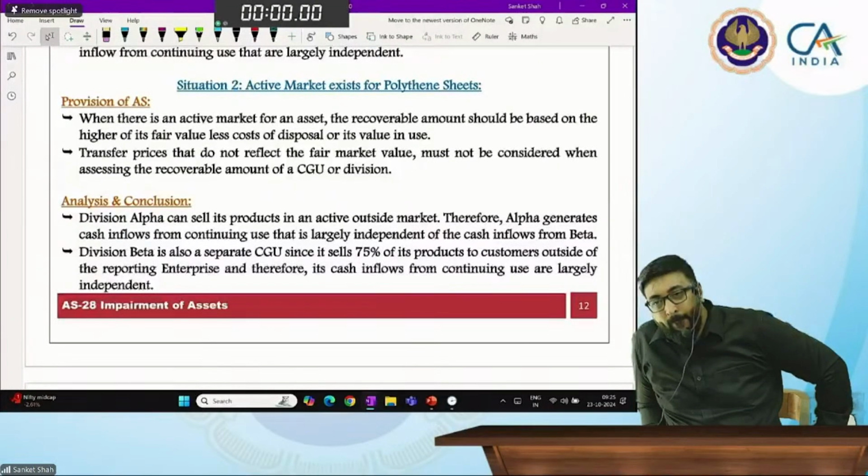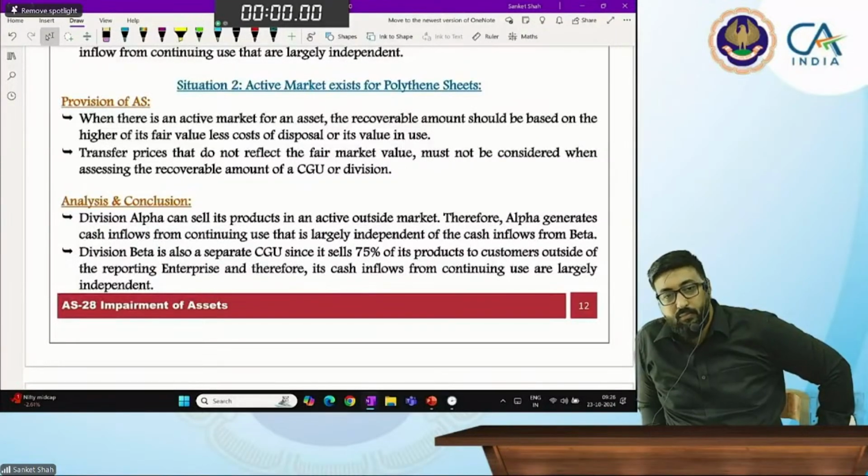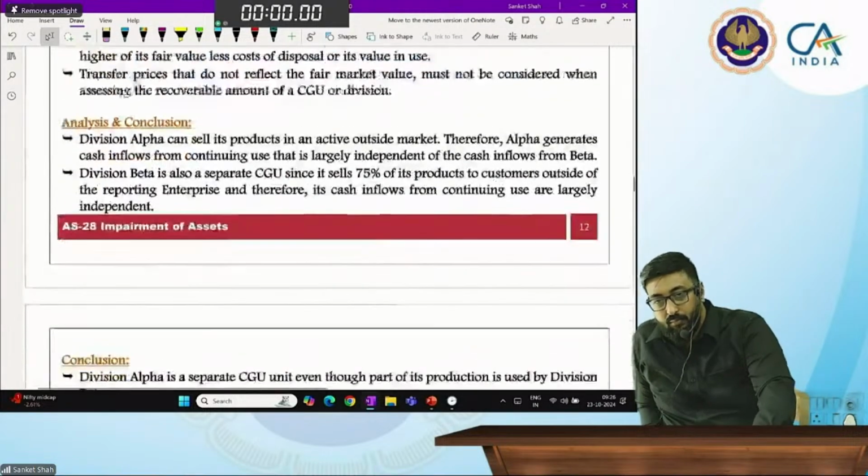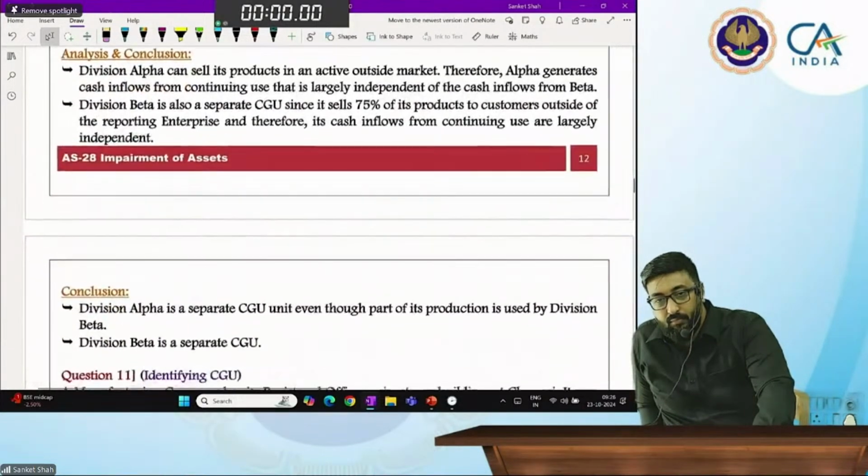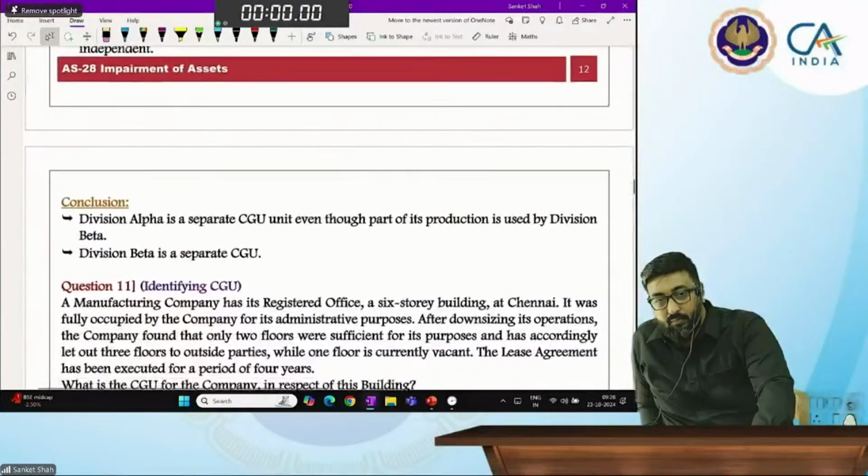Division Alpha can sell its products in an active outside market. Therefore, Alpha generates cash inflows from continuing use that are largely independent of cash inflows from Beta. Division Beta is also a separate CGU since it sells 75% of its products to customers outside the reporting enterprise, and therefore its cash inflows from continuing use are largely independent. Conclusion: Division Alpha is a separate CGU, even though part of its production is used by Division Beta. Division Beta is a separate CGU. Understood? Yes, sir.